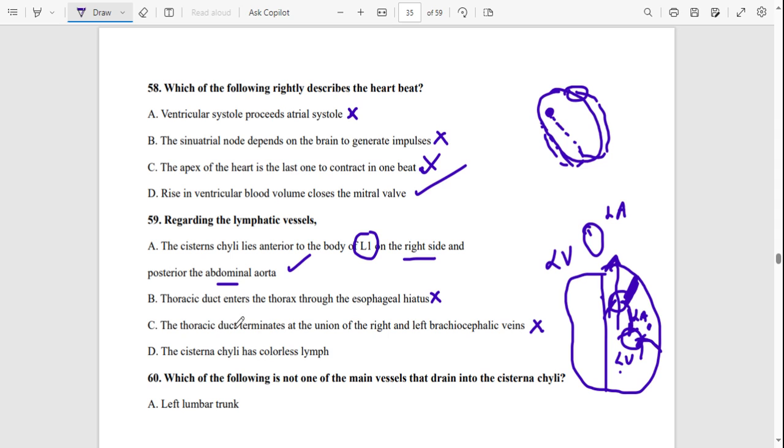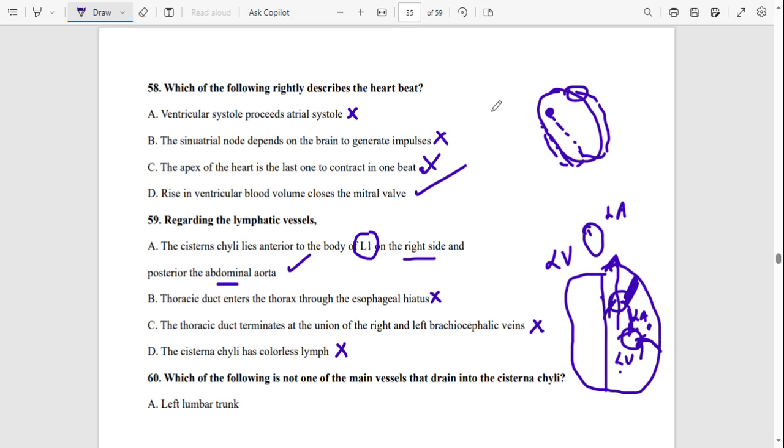The cisterna chyli has colorless lymph, really not. So the answer is A. Which of the following is not one of the many vessels that drain into the cisterna chyli?